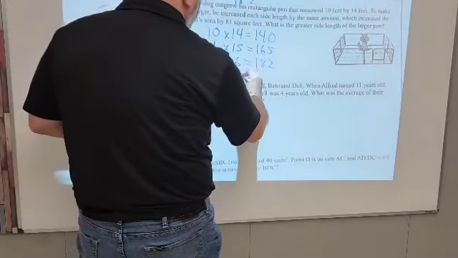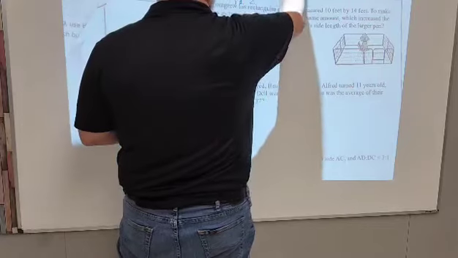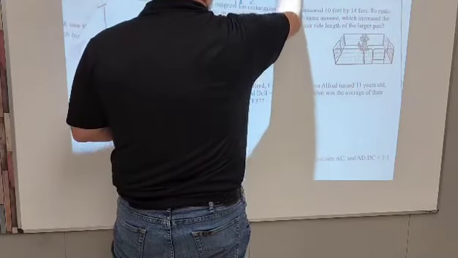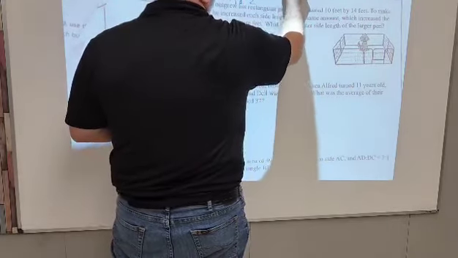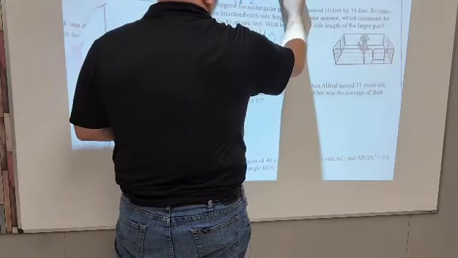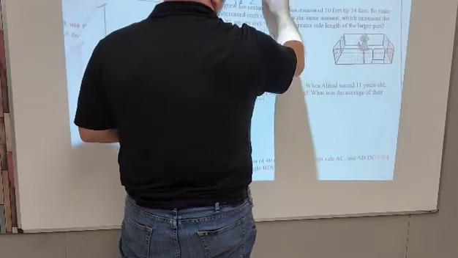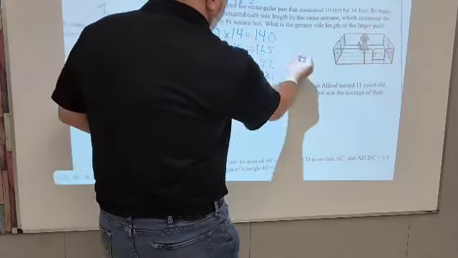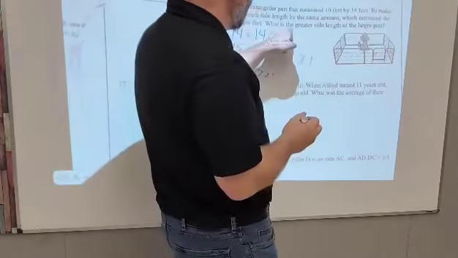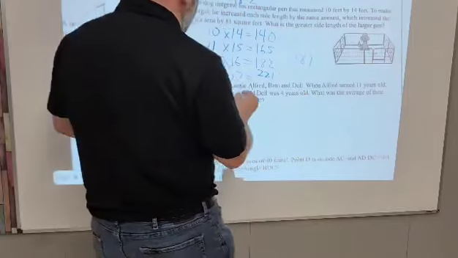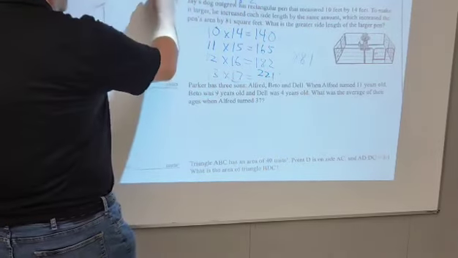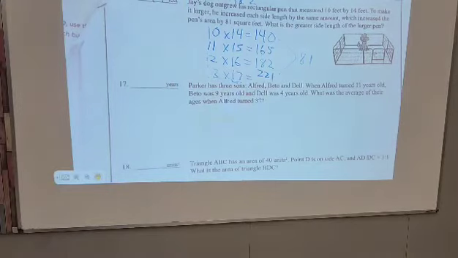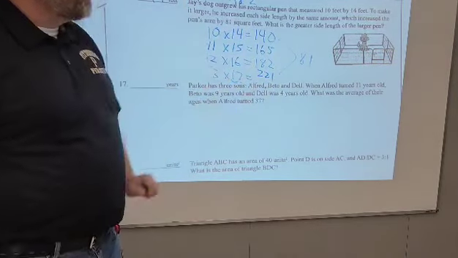Let's try 13 by 17. So that's 221. So that's 221 minus 140, which is 81. That increases it by 81. So it asks, what is the greatest side length of the larger pen? 17. The greatest side length is 17 when we increase it by 81.